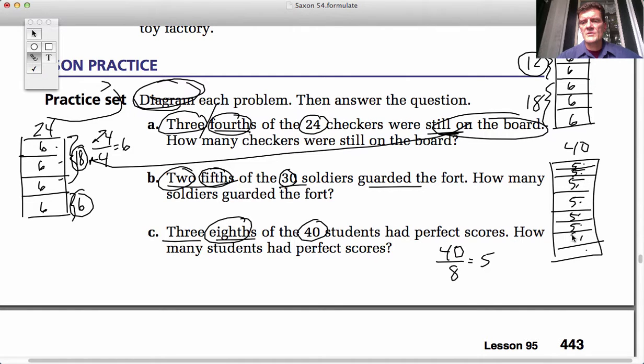And now what we want to figure out is how many of those groups, as described here, had perfect scores. How many? 3. Only 3 of the groups. So 3 times 5 is 15. The remaining groups, which would be the remaining 5 groups, give you a total of 25 that did not get perfect scores. Okay? Alright, so I hope that's helpful.